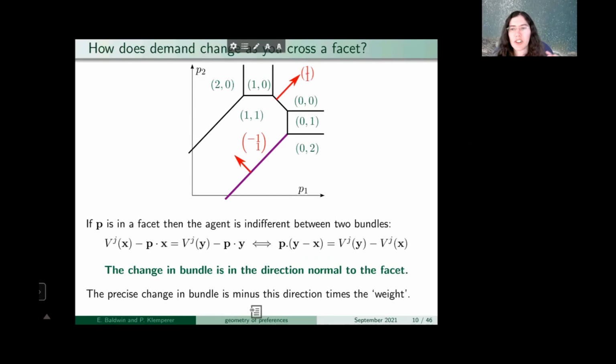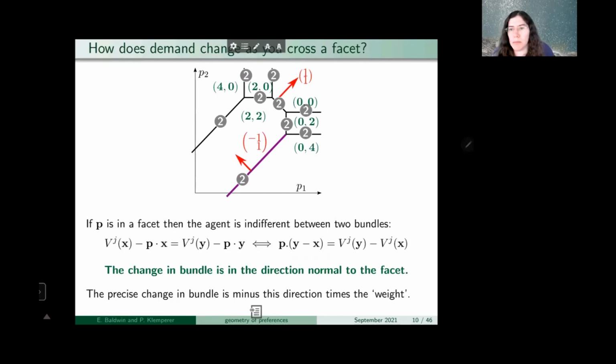Now, that's just a directional thing. To give us the precise change in demand, we need to also introduce the idea of weight. That's because, for example, if I were to double the bundle demanded in all of the regions around the lip here, then I would double the change in demand as I crossed any of these facets. So I've just got to keep track of that number. And that's a weight that I associate to every facet of the lip.